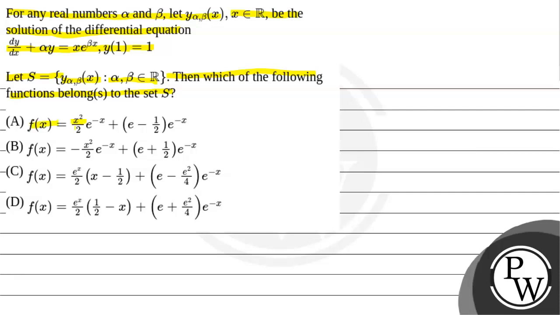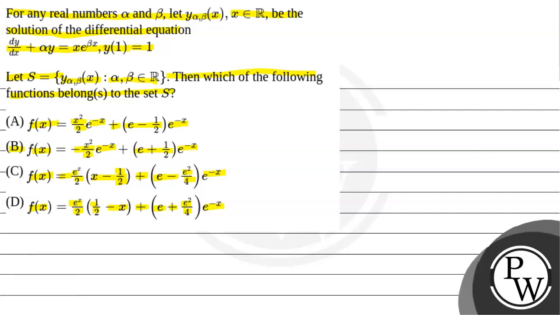Option A: f(x) = (x²/2) e^(-x) + (e - 1/2) e^(-x). Option B: f(x) = -(x²/2) e^(-x) + (e + 1/2) e^(-x). Option C: f(x) = (e^x/2)(x - 1/2) + (e - e²/4) e^(-x). Or D: f(x) = (e^x/2)(1/2 - x) + (e + e²/4) e^(-x).